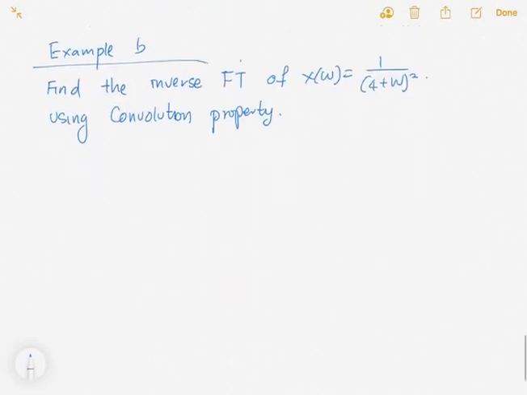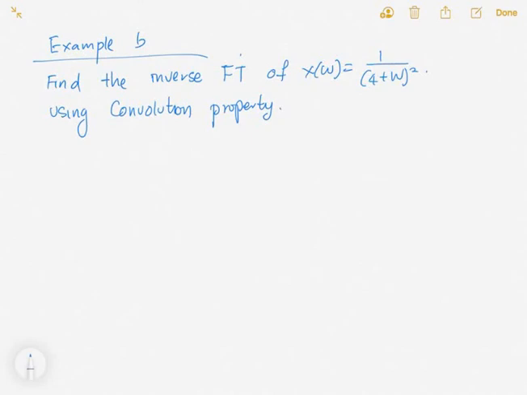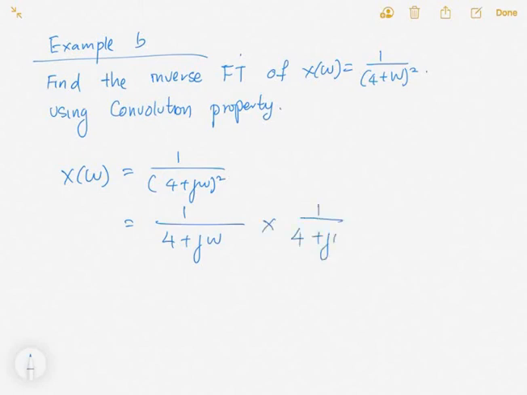Class, okay, next example is find the inverse Fourier transform of X(omega) equal to 1 over (4 plus j omega) squared using the convolution property. So convolution you also can use for the inverse Fourier transform. So now your question is X(omega) equal to 1 over (4 plus j omega) squared, so you can factorize it into 1 over (4 plus j omega) times 1 over (4 plus j omega). So in the frequency domain, you will get X1(omega) multiply with X2(omega). So this one is the convolution property.